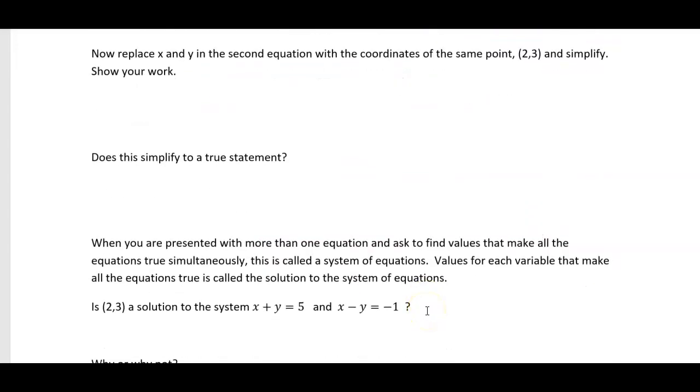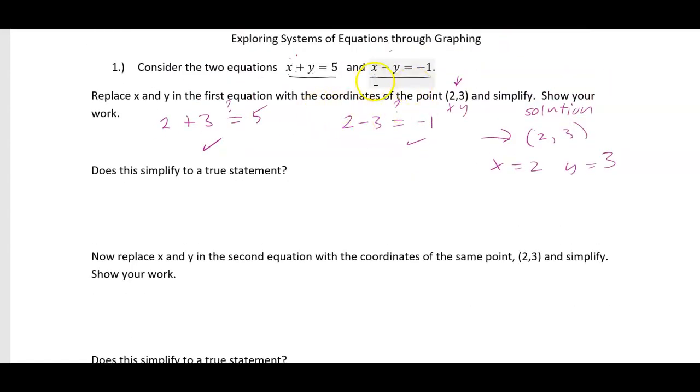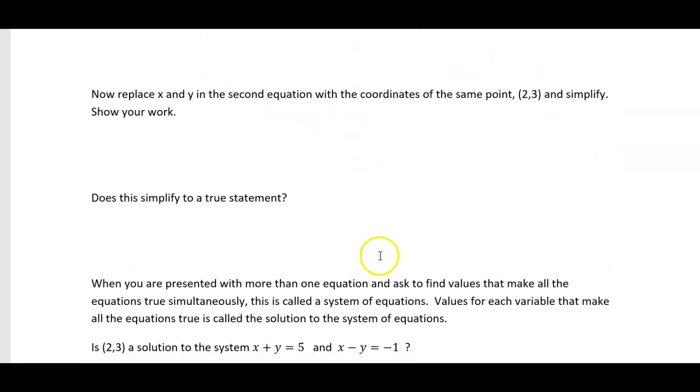Now, I already did this. Replace x and y in the second equation with 2, 3, and simplify. I did that right up here. 2 minus 3 equals -1.